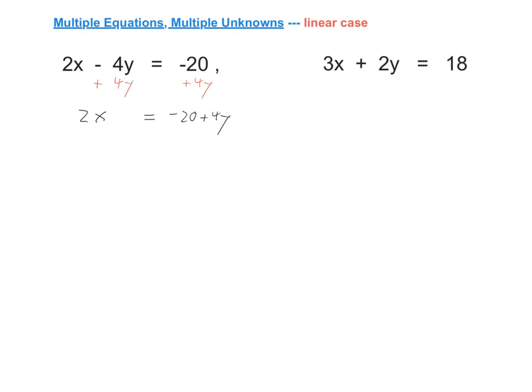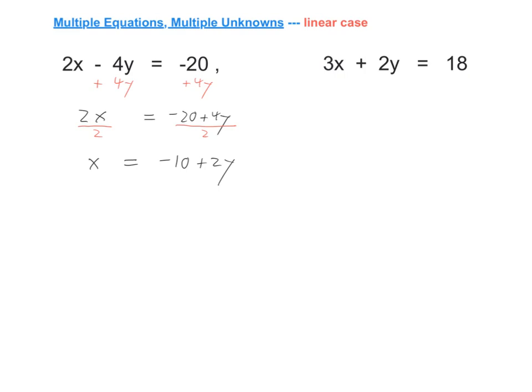Then what I'm going to do is divide both sides of the equation by 2. Remember, you're allowed to do the same thing to both sides of the equation. It will still balance. So when I do that, 2x over 2 just becomes x, and on the right-hand side, I'll get negative 10 plus 2y. So all I did here was solve for one of the unknowns, x, in terms of the other.